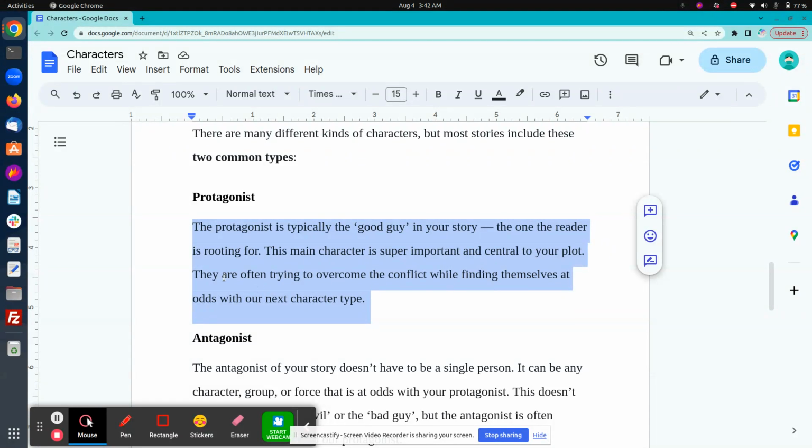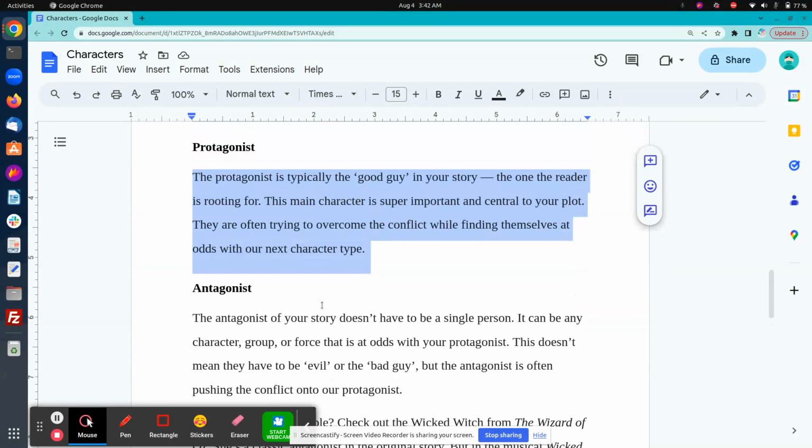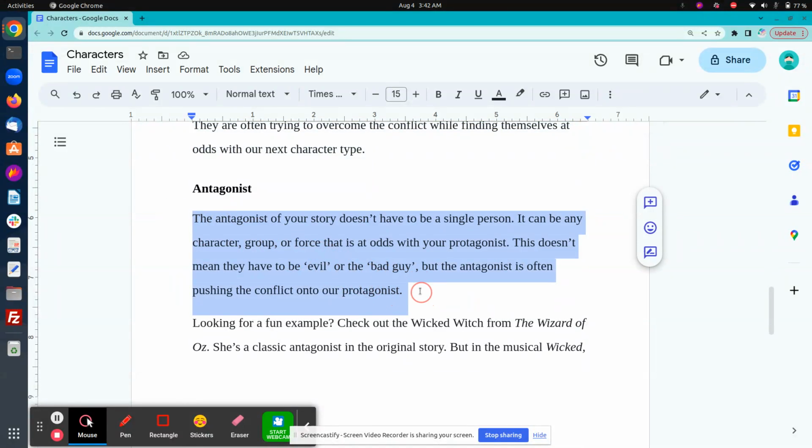Plot is again the sequence of events. They're often trying to overcome the conflict while finding themselves at odds with their next character type. All right, so as I have said earlier, they're the good guys, no? So they're going to minimize the conflict, whatever bad has happened, what is going to happen in the story or has already happened. So they're going to minimize that, and they're also going to work against the antagonist.